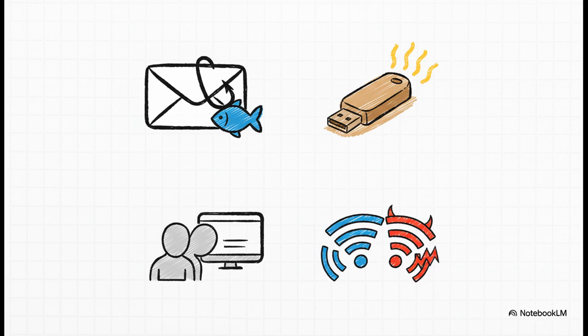And these exploits, they come in all shapes and sizes. You've got phishing, which uses fake emails to trick you into giving up your info. Baiting, which is literally leaving an infected USB drive for some curious person to find. Shoulder surfing, which is exactly what it sounds like. And evil twin access points, which are rogue Wi-Fi hotspots that pretend to be legitimate just to steal your data.